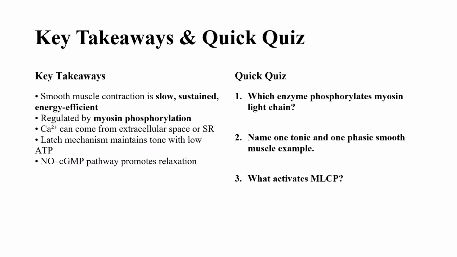Name one tonic and one phasic smooth muscle example. Where does calcium often come from? What activates MLCP? Which mechanism explains long-lasting tone with minimal energy use? If these answers come easily, you've captured the heart of it.